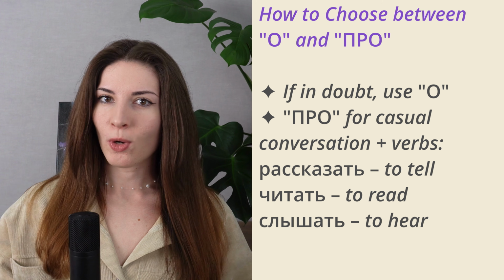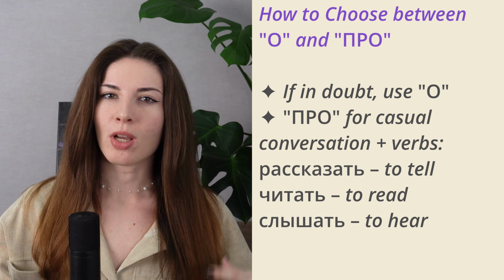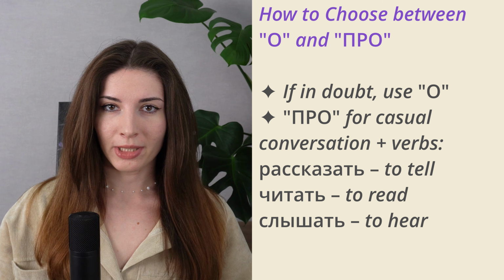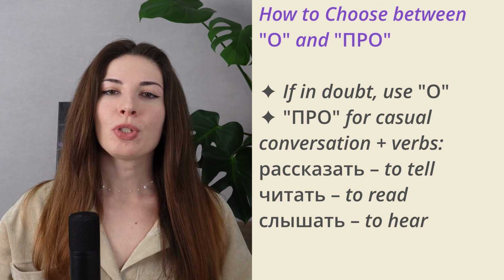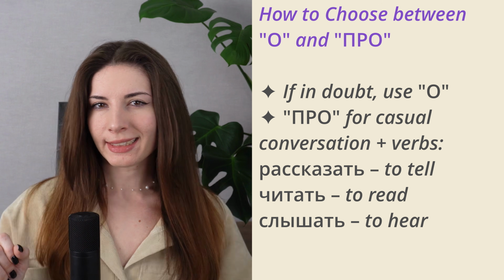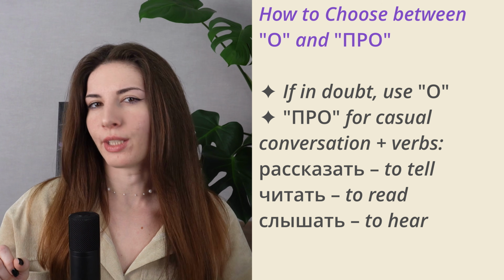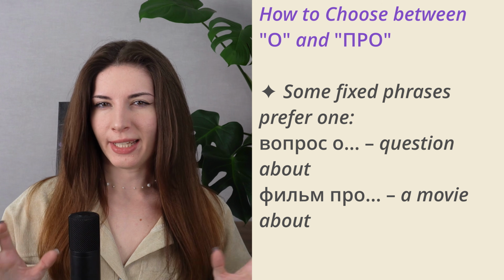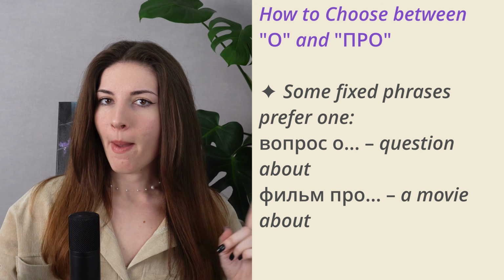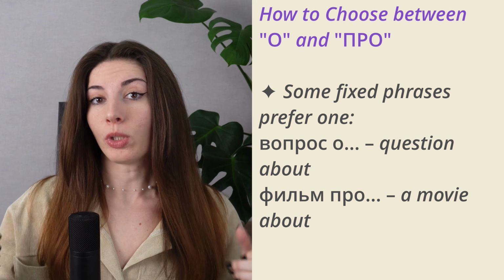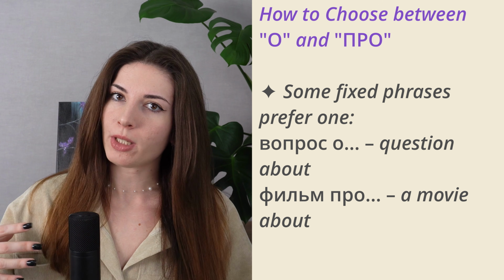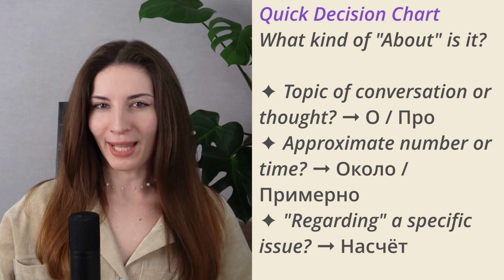And now, as I promised before, let's discuss which one to choose, про or о. If in doubt, use о. It's always correct in every possible situation. You could use про in some casual conversations, especially with verbs like рассказать, читать, and слышать. But some of the fixed phrases require the use of one preposition, like вопрос о, but фильм про. So the movie is about something, better to use фильм про. Question about something, вопрос о. And that would be it.